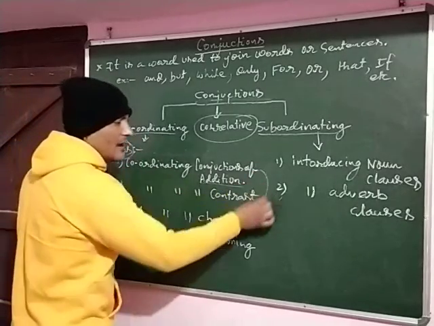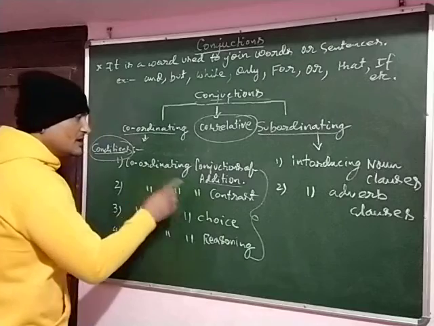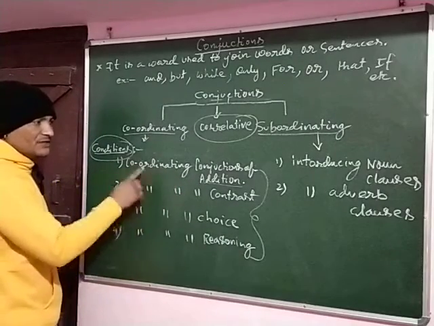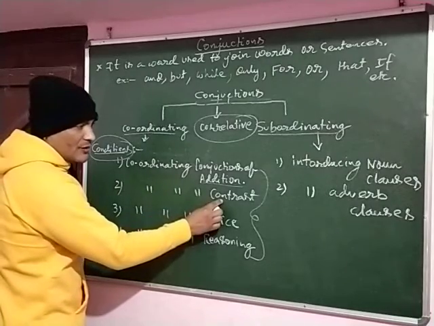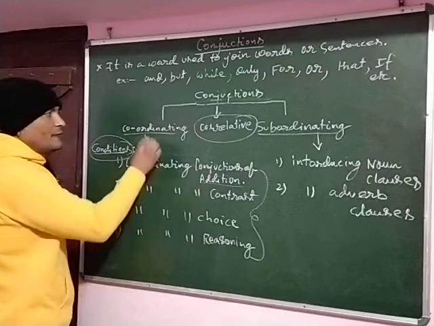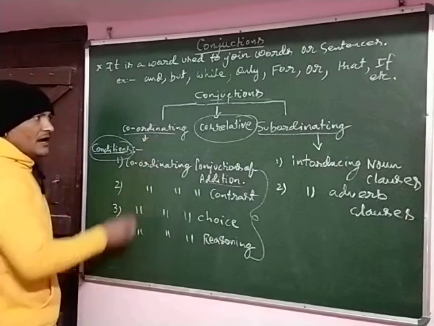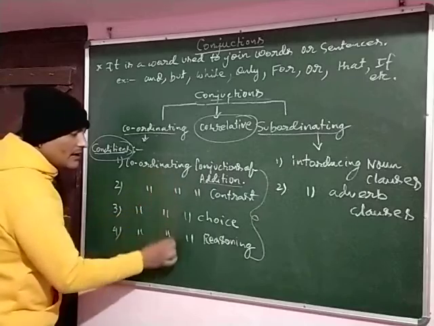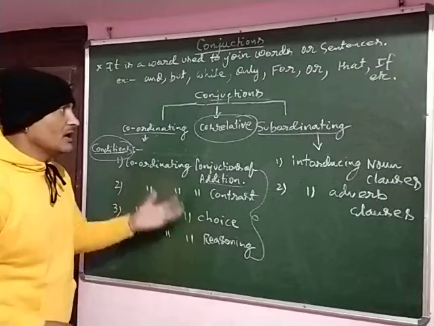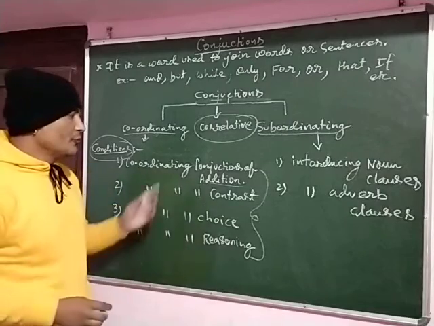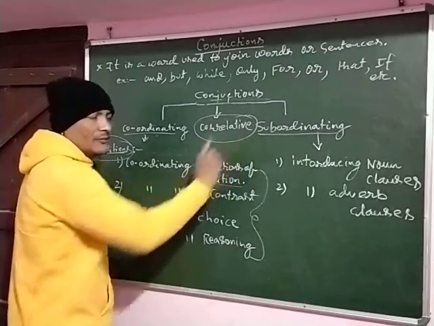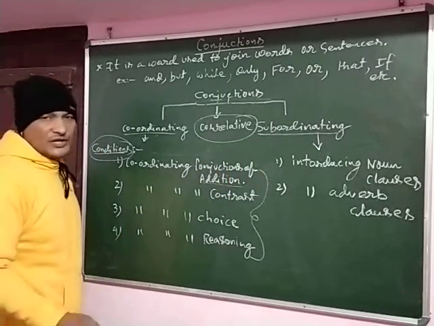So first we have to make sure whether a sentence exists in these forms, either contrast, addition, choice or reasoning. Then we have to use coordinating conjunctions. And what forms coordinating conjunctions take, in what ways they occur, we will discuss topic-wise after completing subordinating conjunctions.